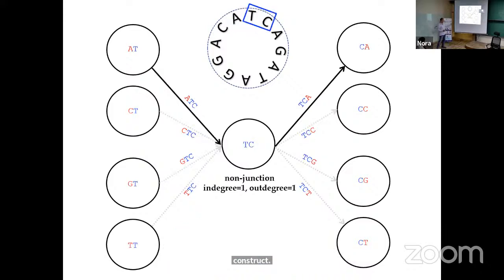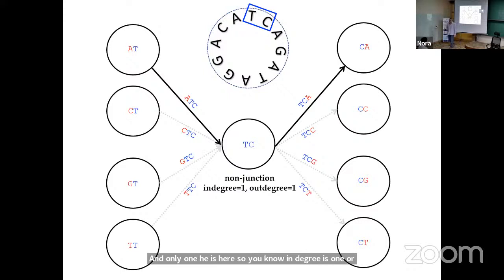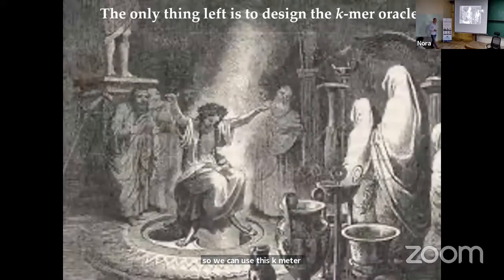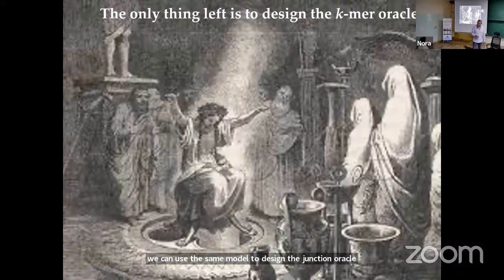On the other hand, for this node, which once again asks four questions, only 1 yes here, and only 1 yes here. So we know in-degree is 1, out-degree is 1. We know it's not a junction. And indeed, for TC, it's a non-branching node. And we figured it out without constructing this graph. So we can use this k-mer oracle to design the junction oracle. And thus, the only thing left for us is to design this k-mer oracle.